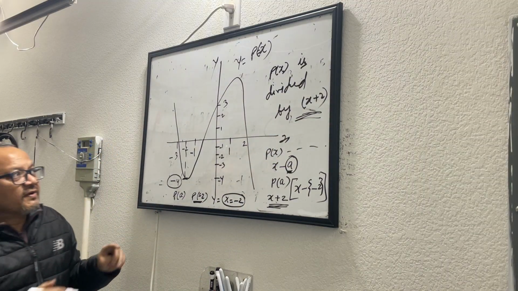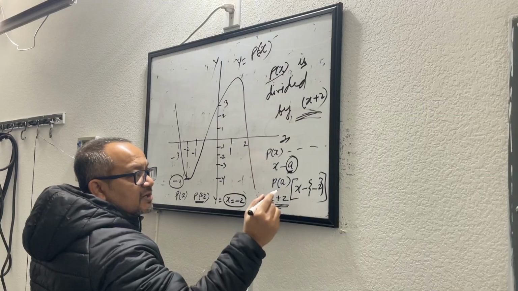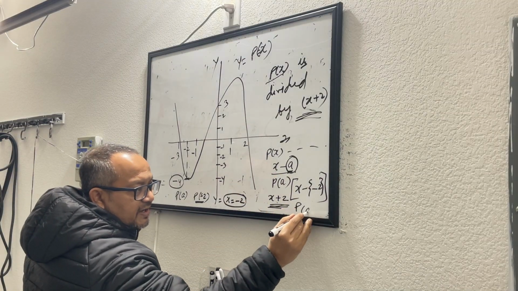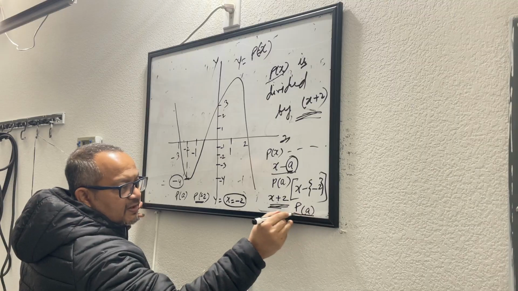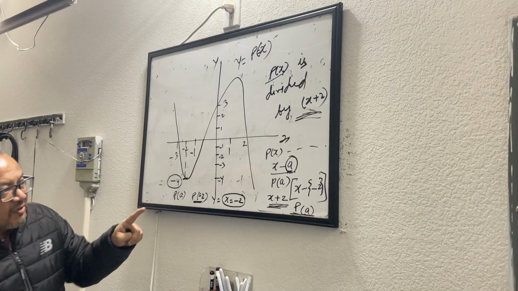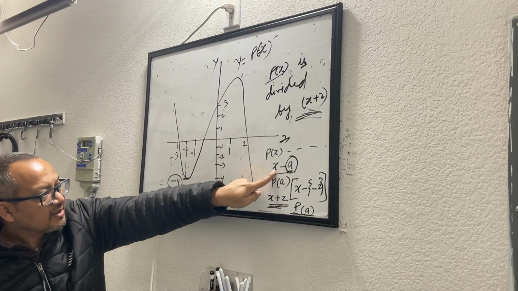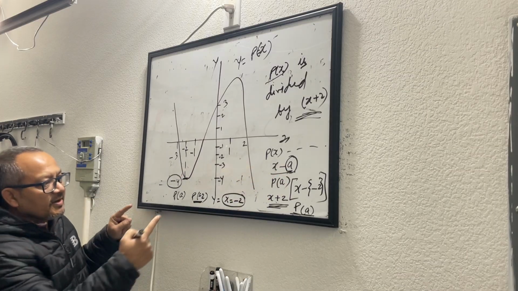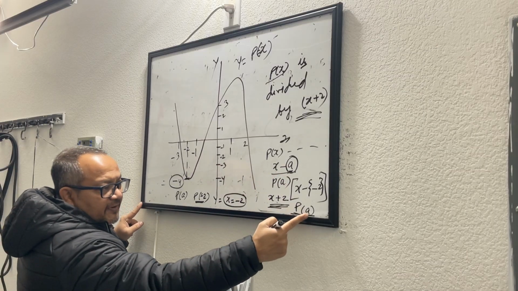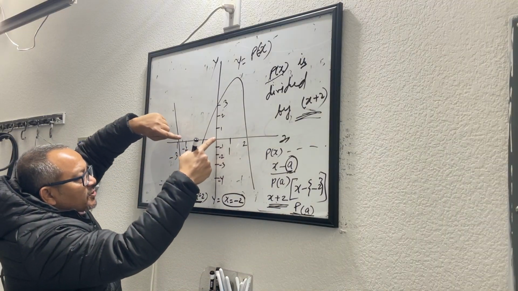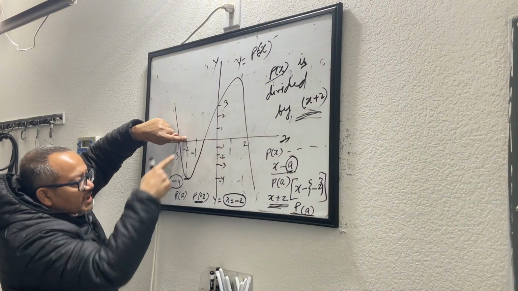What does it say? When you divide a polynomial by x minus a, your remainder would be equal to p of a, function of a. I mean, you will evaluate this for a. What is my a here? Minus 2. So what will be my value for p of a? That will be my remainder. So when I give the input as minus 2, what is my output? Minus 4.